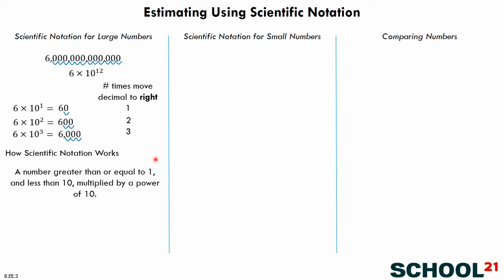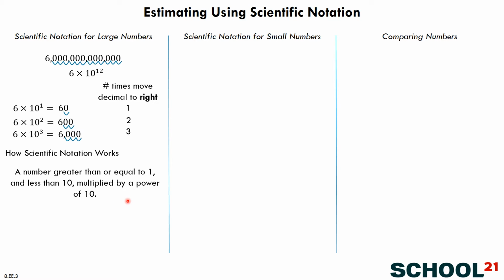So how does it work? Well, you have to have this first number here, like the 6. It has to be a number that's greater than or equal to 1 and less than 10. Not less than or equal to, but less than 10. And then it'll be multiplied by a power of 10.